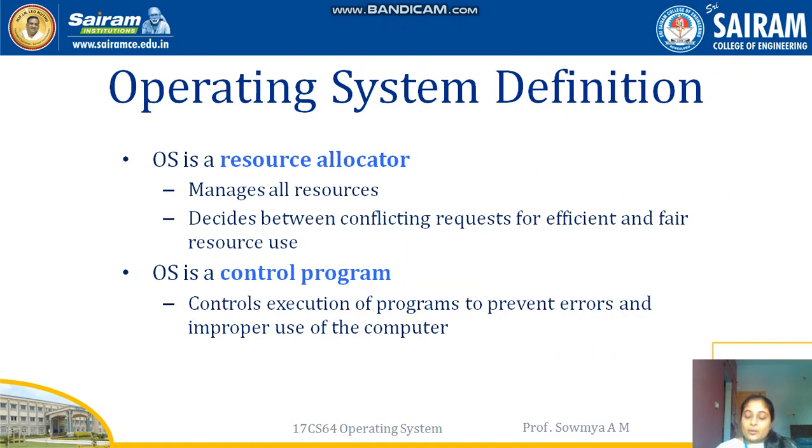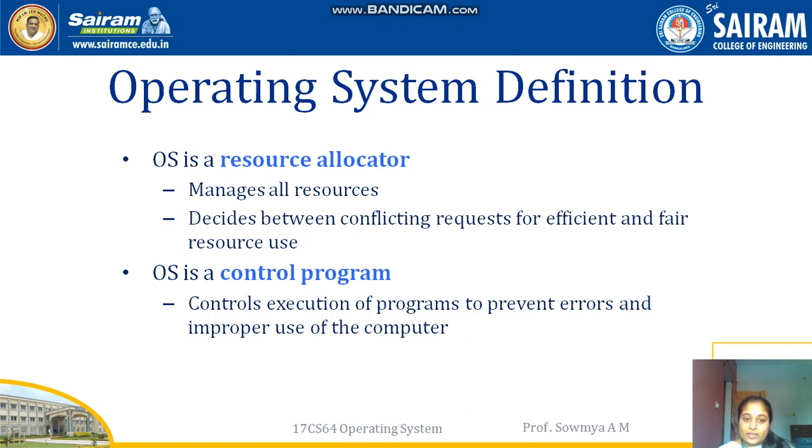Next one is how you define an operating system. Basically, there is no proper definition for operating system. Based on the task or the work of an operating system, we can define operating system as resource allocator, because all the hardware present in the system will be handed over to the operating system, and the operating system is responsible for allocating the resources to the user application. So OS is a resource allocator.